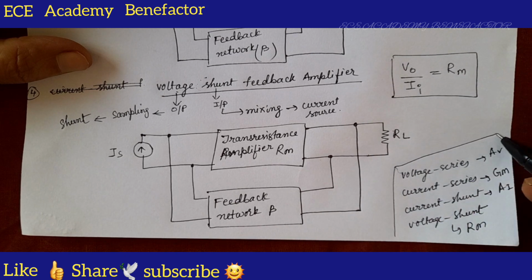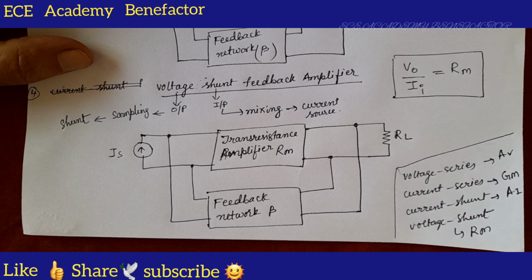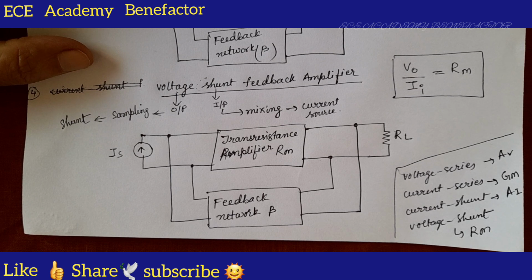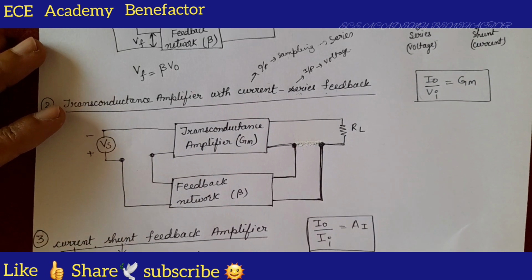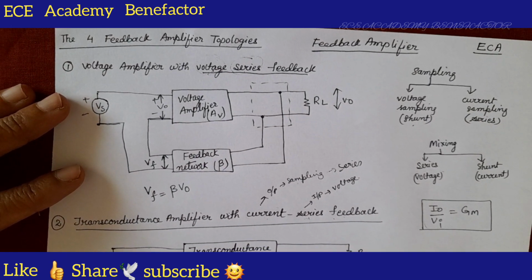So till now we have understood what the basic amplifiers are and what the different feedback amplifiers are. So 4 basic amplifiers: voltage, current, transconductance, transresistance. 4 feedback amplifiers: voltage series, current series, current shunt and voltage shunt. I hope you have understood how to draw each feedback amplifier topology.